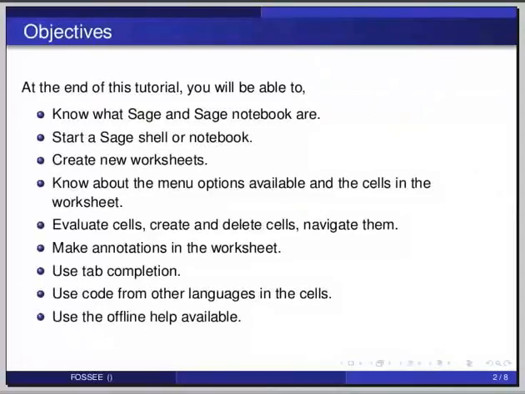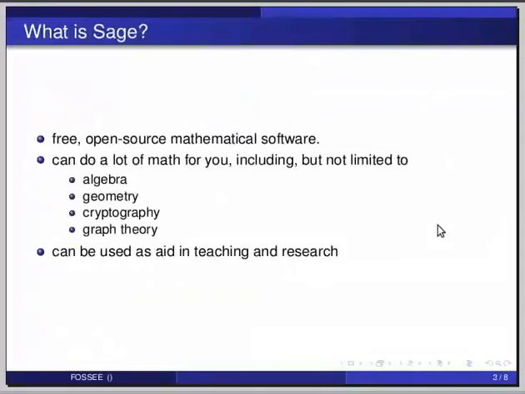To start with, what is Sage? Sage is a free open source mathematical software. Sage can do a lot of math stuff for you, including but not limited to algebra, calculus, geometry, cryptography, graph theory, among other things. It can also be used as an aid in teaching and research in any of the areas that Sage supports. So let us start Sage now.